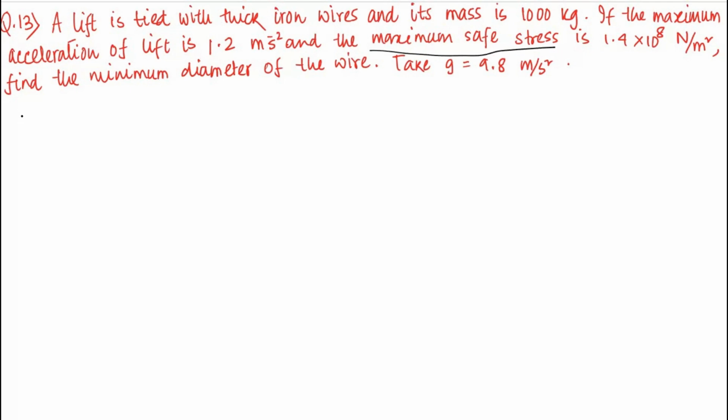Now we have to remember one thing, that maximum stress in the wire will be when the lift is going upwards, and at that time the maximum tension F would be M into (g plus a). So remember that when we are considering maximum safe stress, it means the lift is going upwards, and at that moment we are going to have the maximum tension as well.